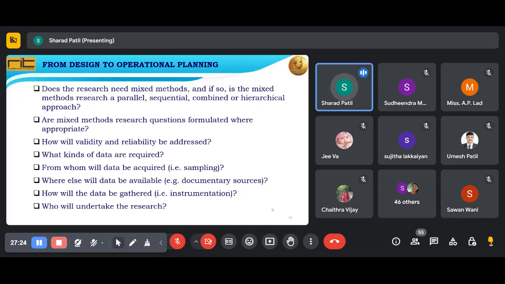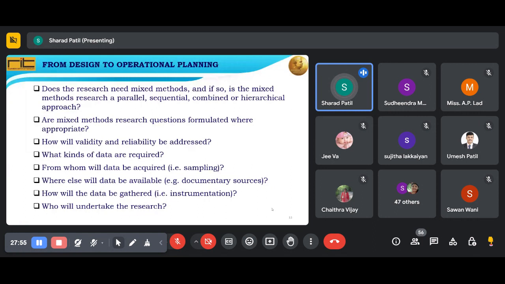Then you have to decide that whatever data is generated from your research, how you are going to validate it. How will validity and reliability be addressed? You have to plan where you are going to compare this data: I have generated this data for my research question and research design, and now I require to validate that data. How validity and reliability will be addressed also has to be planned.